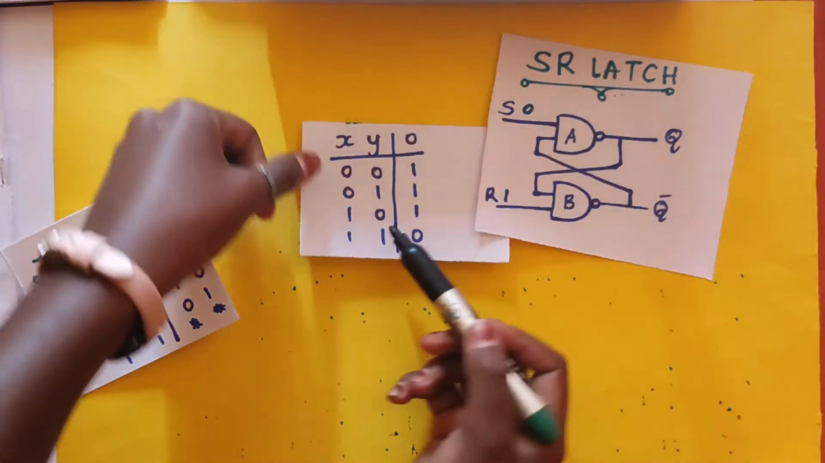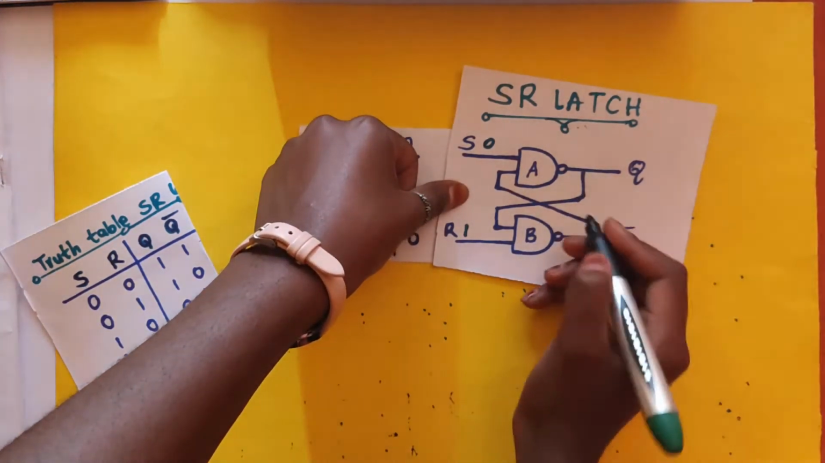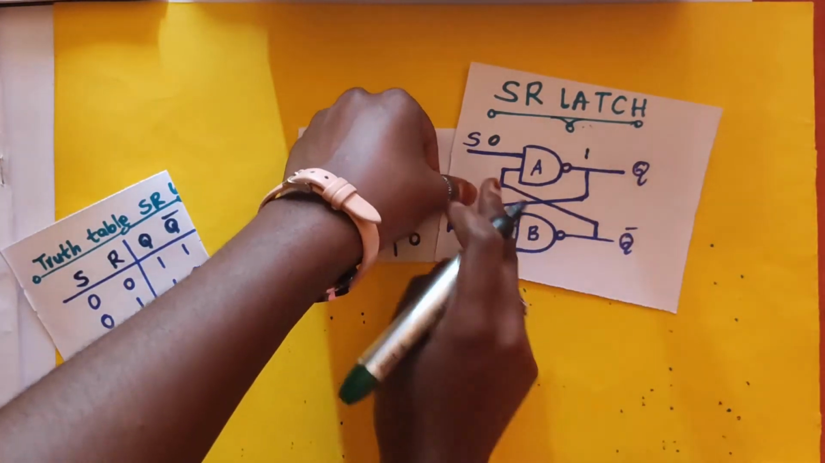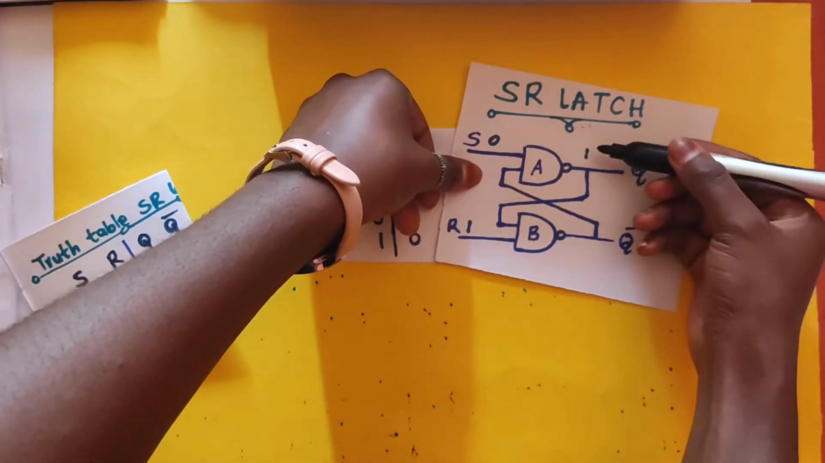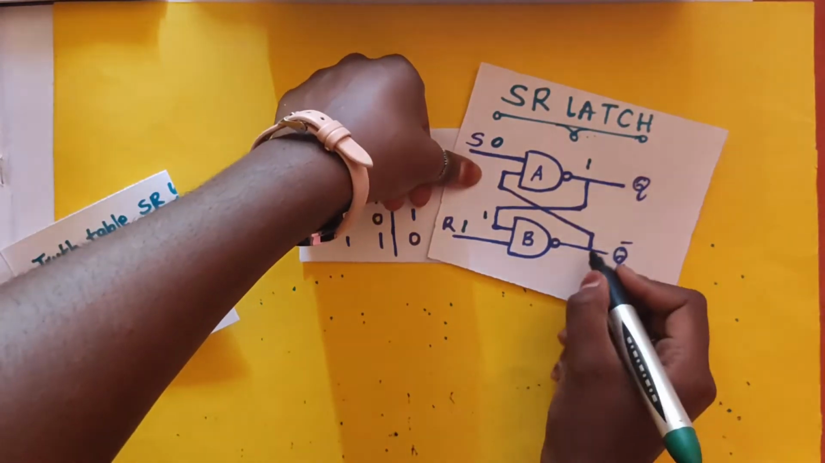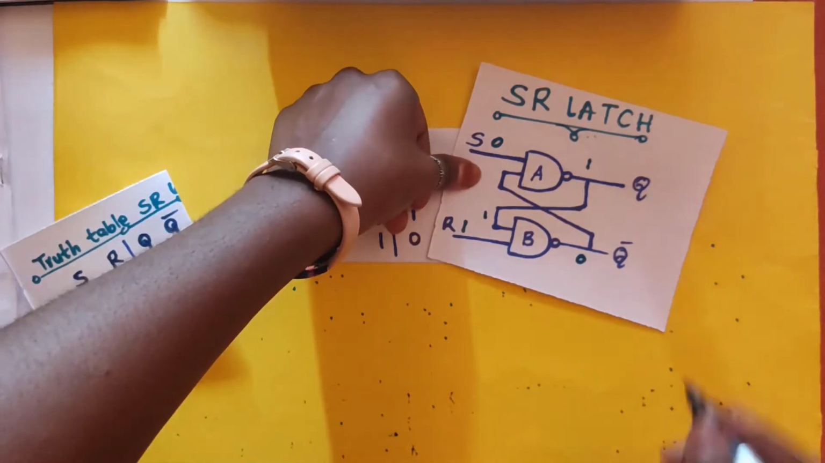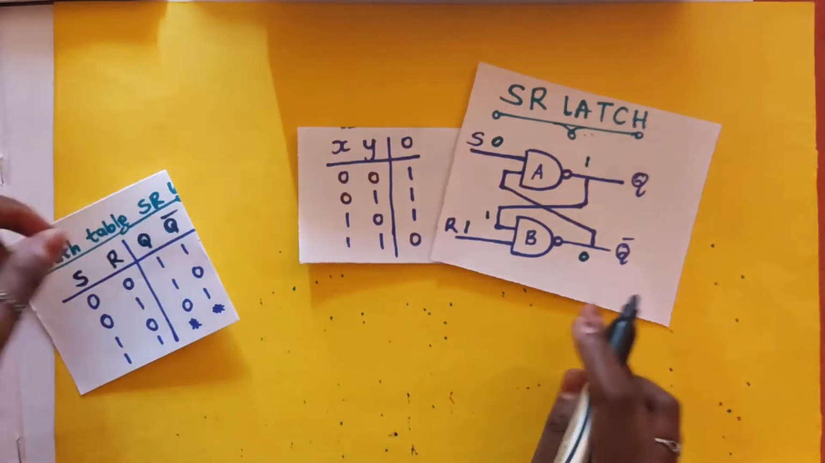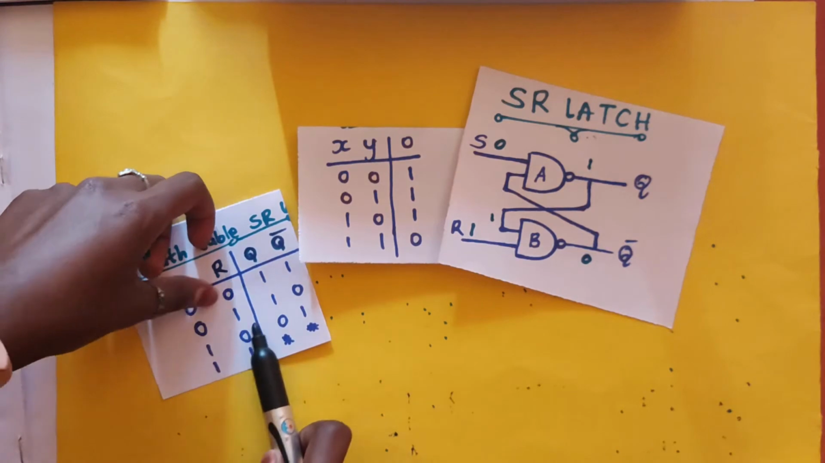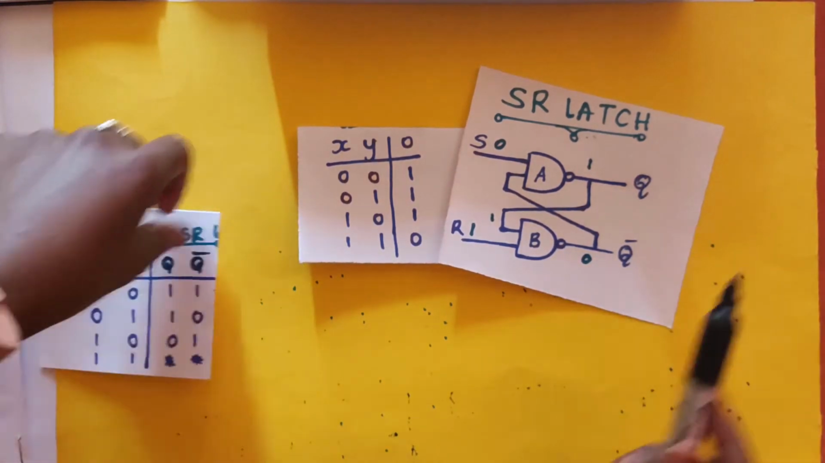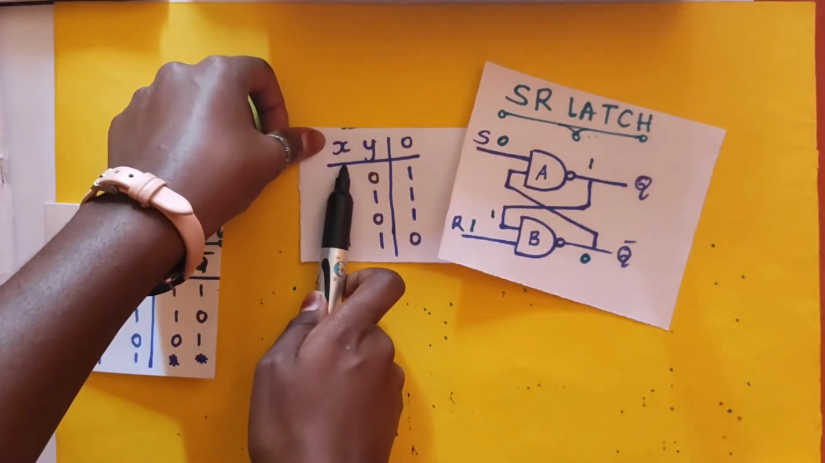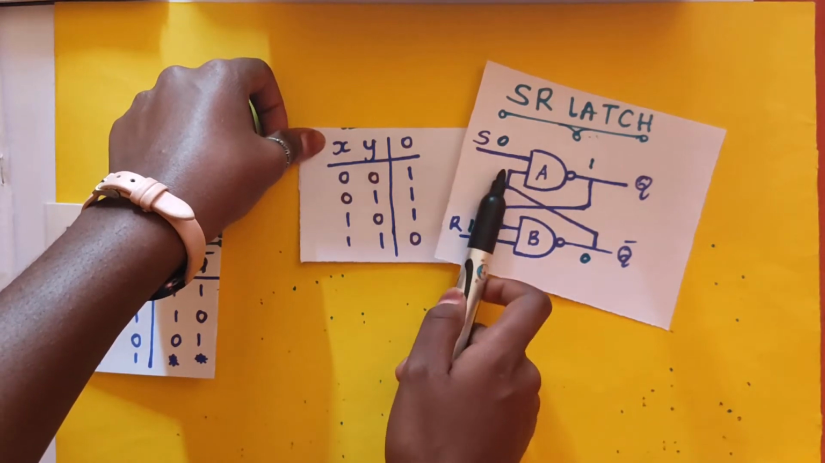So whenever we have a 0, the output on this end will be a 1 in a NAND gate, regardless of the other input. Since we have this output as 1, then 1, 1 will give a 0 on the other end. Therefore our Q will be 1 and our Q not will be 0. So 0, 1, 0, 1, 1, 0, 1, 0. Whenever we have a 0, our output is a 1 as long as it's a NAND gate, regardless of the other value.